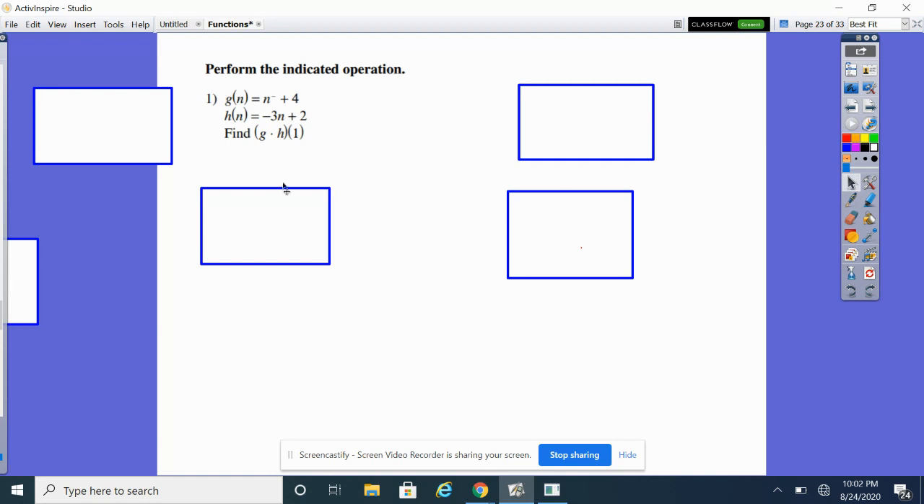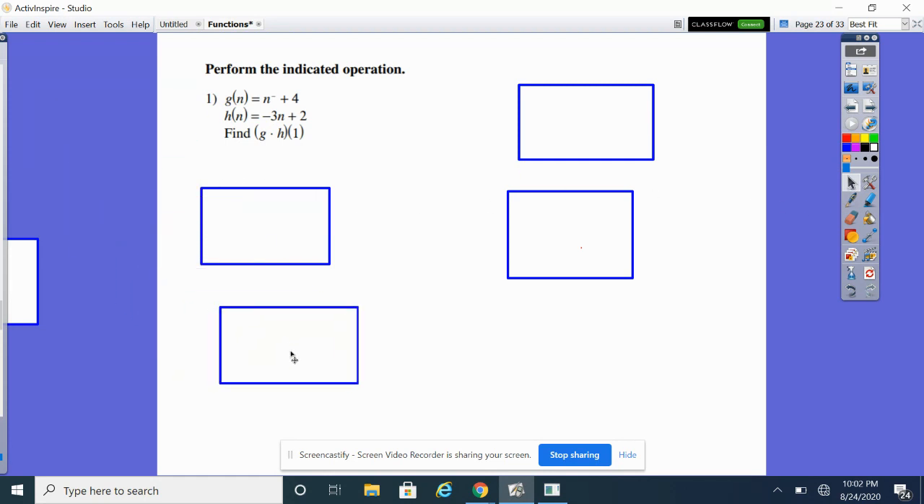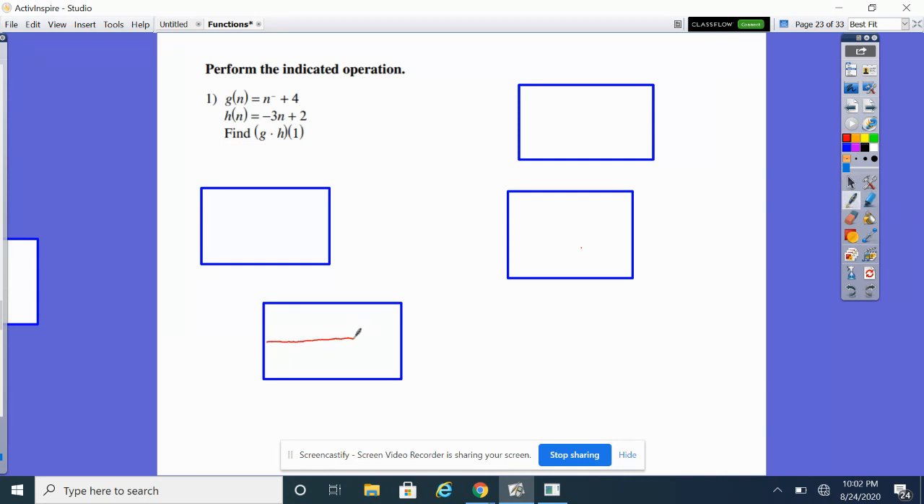We know whenever we do multiplication, we want to use the box method now. I'm going to go ahead and steal the box that was covering it. Go ahead and split it up into 4 total boxes. The reason I did that is because g has 2 terms. So I need to be able to write n above one of the boxes plus 4 above the other. And then h has 2 terms as well. So I need to be able to write negative 3n and positive 2 for each of the boxes along the side.